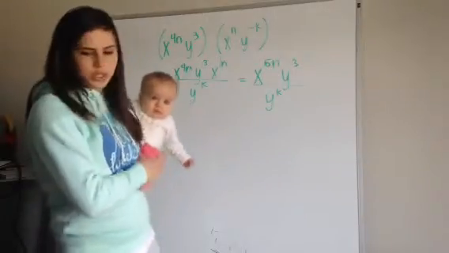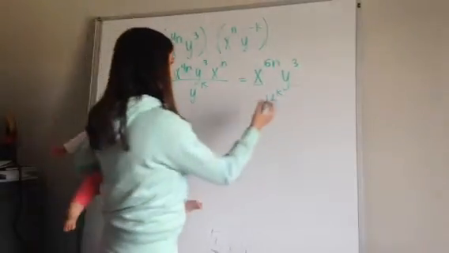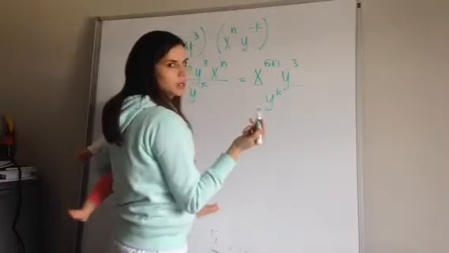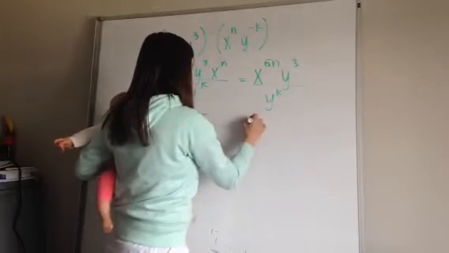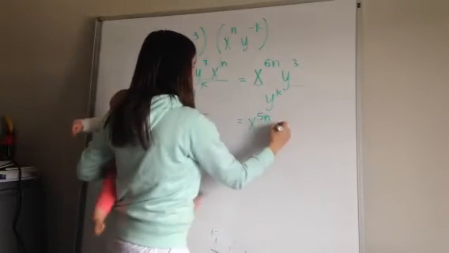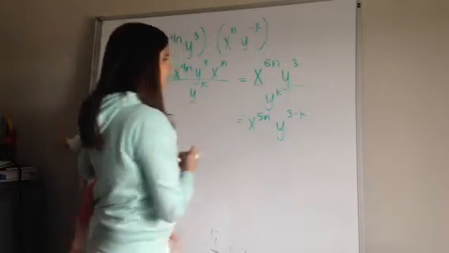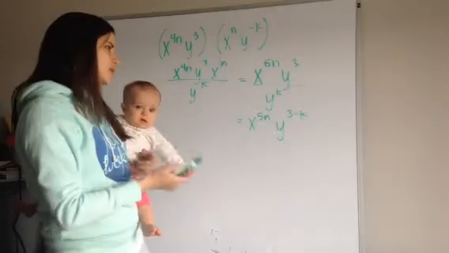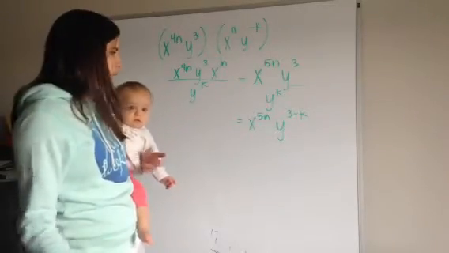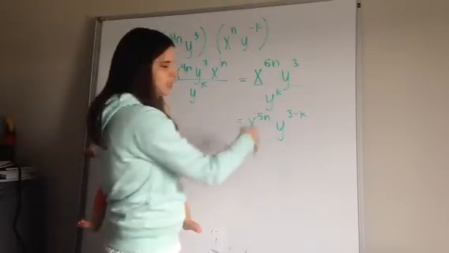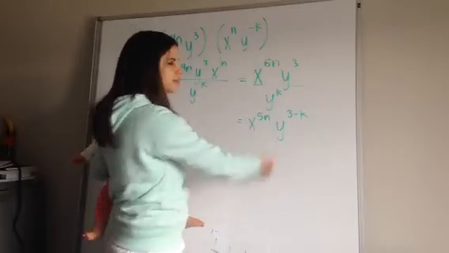But if you wanted to, you could do it like this. We could just assume that 3 is bigger, it doesn't matter. And just do x to the 5n times y to the 3 minus k. Because you subtract the bigger one minus the smaller one, put it where your bigger one was. So your book might assume that it's like that. If not, this is your answer. Okay.